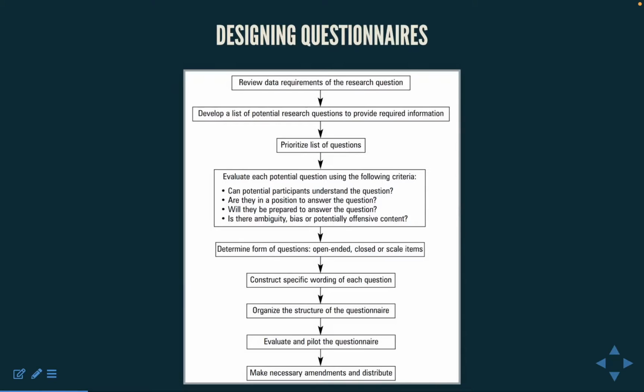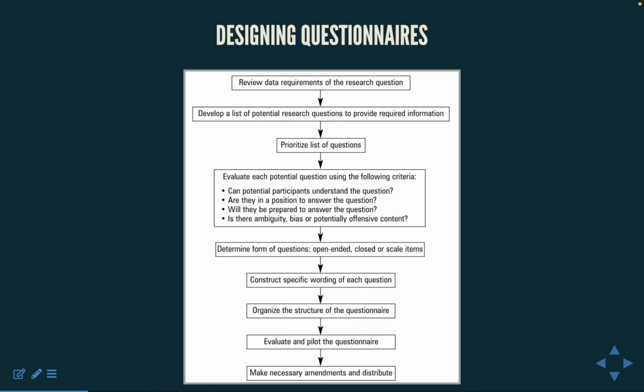Now, as we can see here, there are several steps in designing questionnaires. Review the data requirements of the research question. Develop a list of potential research questions to provide required information. Prioritize a list of questions. Evaluate each potential question using the following criteria. Can potential participants understand the question? Are they in a position to answer the question? Will they be prepared to answer the question? Is there ambiguity or bias or potentially offensive content?